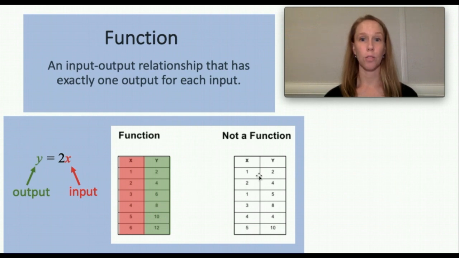For not a function, you'll notice this table on the right has an x value that gives us 2 and an x value that gives us 5. We cannot have two outputs for one input in a function, so this is not an example of a function.